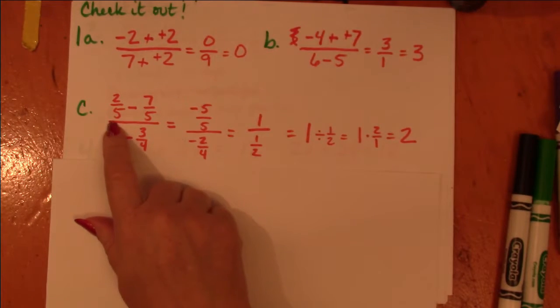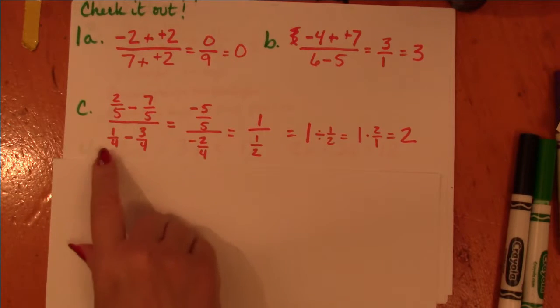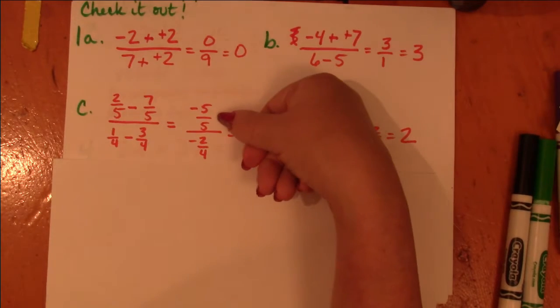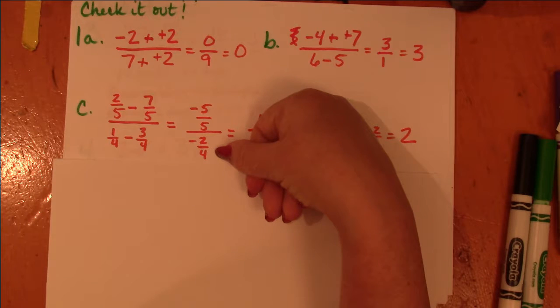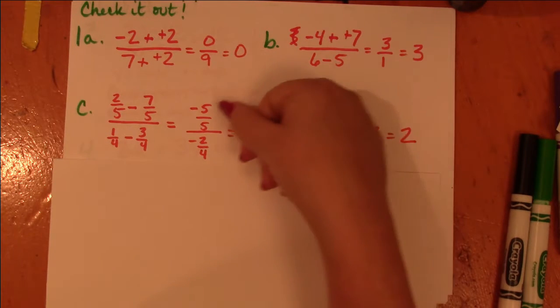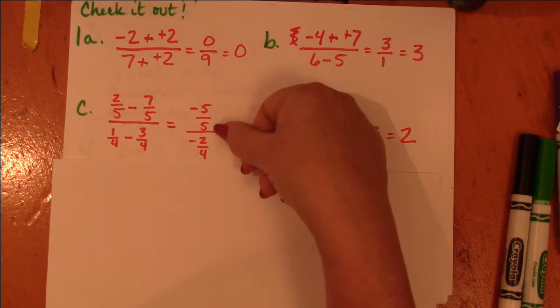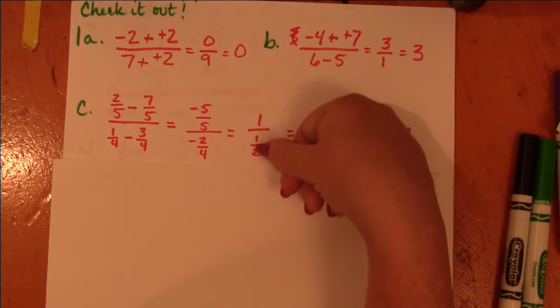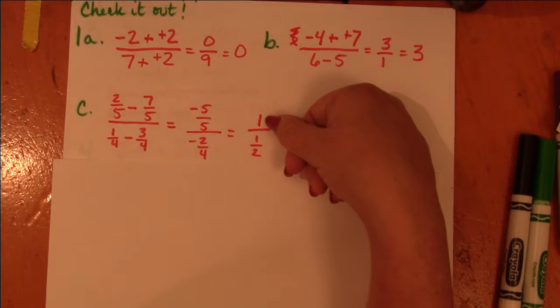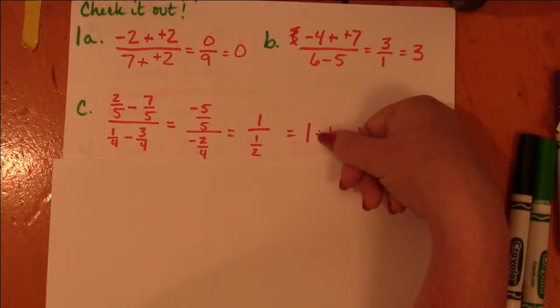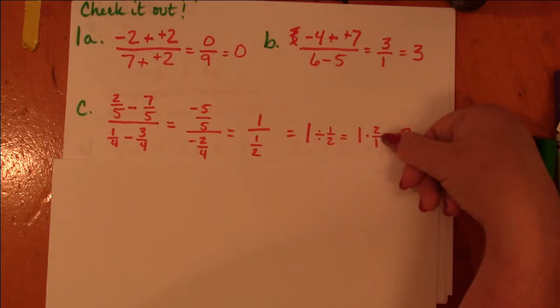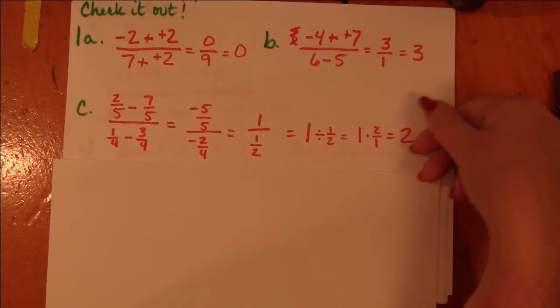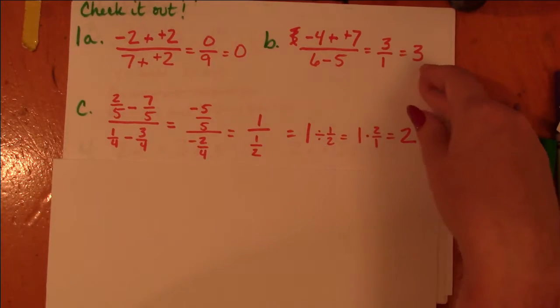And then C gives you fractions. Change in y over change in x gives you -5/5 over -2/4, which is -1 over -1/2, and the negatives cancel each other out. And 1 divided by 1/2 is the same as 1. We're going to flip it and multiply 1 times 2, which is 2.